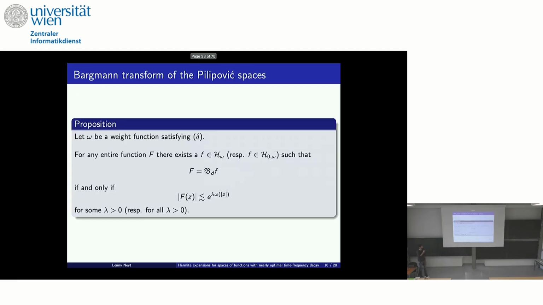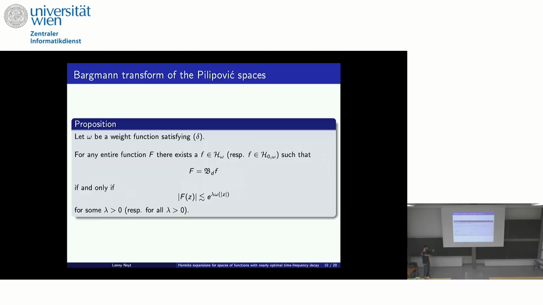But then very quickly, you show without much effort that if you have a weight function satisfying delta, then an entire function is the image of the Bargmann transform of some L2 function coming from the Pilipovich space if you have this bound here on the Bargmann transform. Okay? So these actually give you a correspondence between the Pilipovich spaces and kind of weighted Hörmander algebras. All right, good.